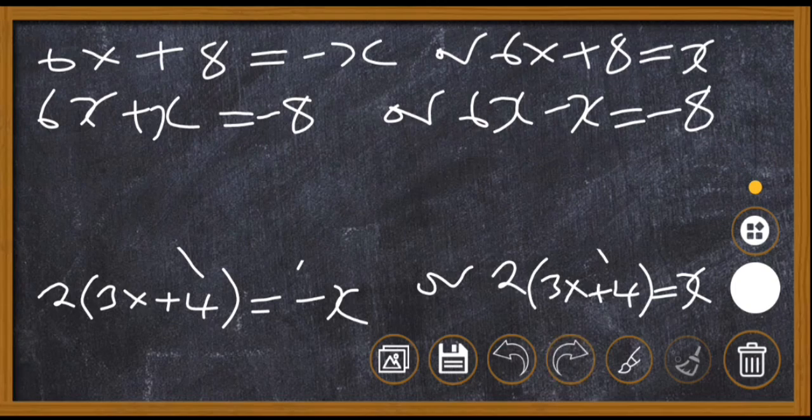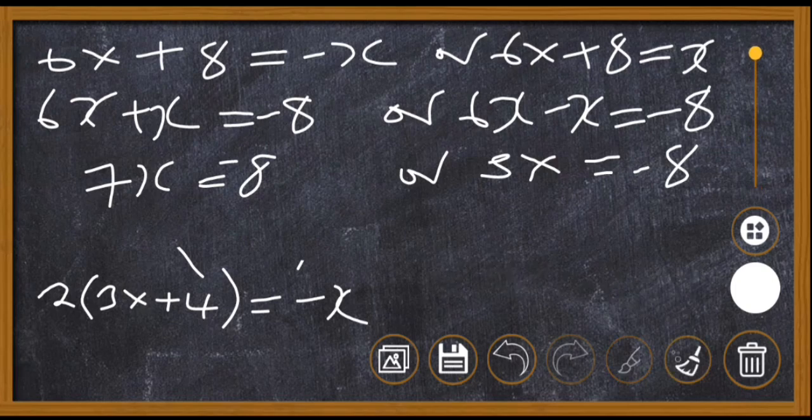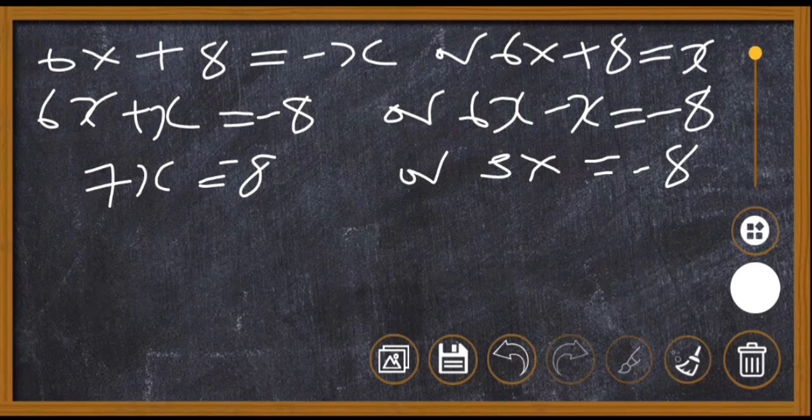So in this case, let's simplify this. We have 6x plus x, of course it's 7x, equals negative 8. Or, rather, let's subtract. 6x minus x, we're going to have 5x, equals what? Negative 8. So in this case, we are simply simplifying. It's just the same thing, but in this case, we just had a fraction.